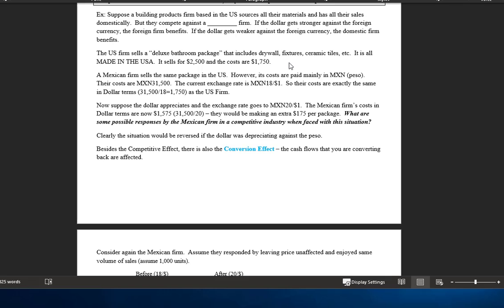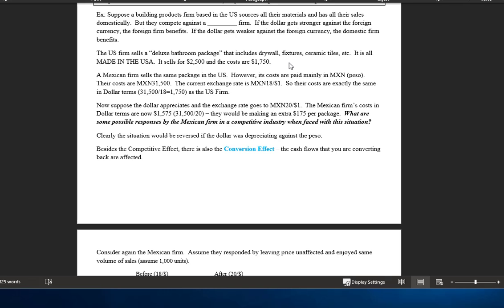We have a Mexican firm selling the same package in the U.S. However, its costs are mainly paid in peso. Their costs are 31,500 pesos. The current exchange rate we'll assume is 18 pesos per dollar. So their costs are exactly the same in dollar terms as the U.S. firm. So if we divide 31,500 by 18, we get $1,750.